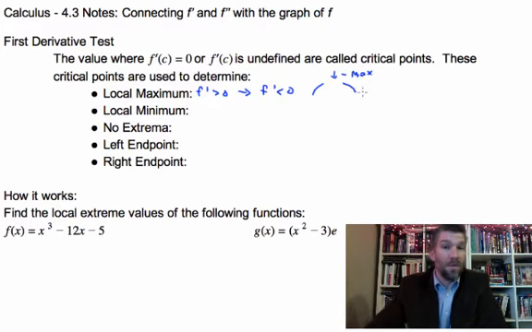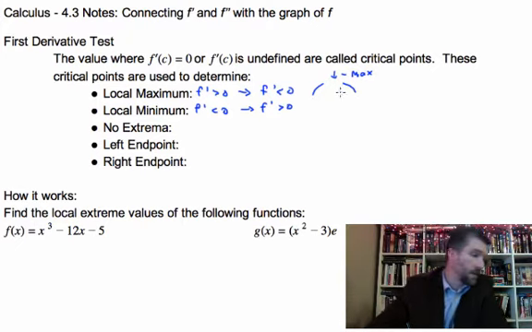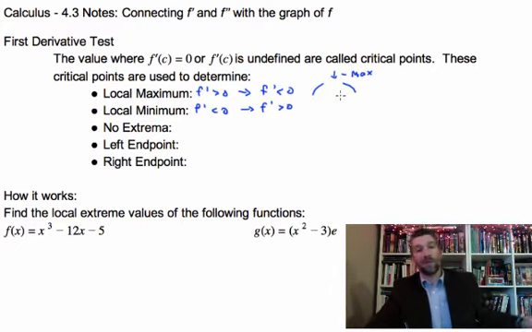What about a local minimum? Hey, guess what? You're going to start off with the derivative being less than 0, and then you're going to switch, and your derivative is going to become greater than 0. So just like what we just looked at, except in reverse. We're going to first be going down, then we're going to be going up. Okay.